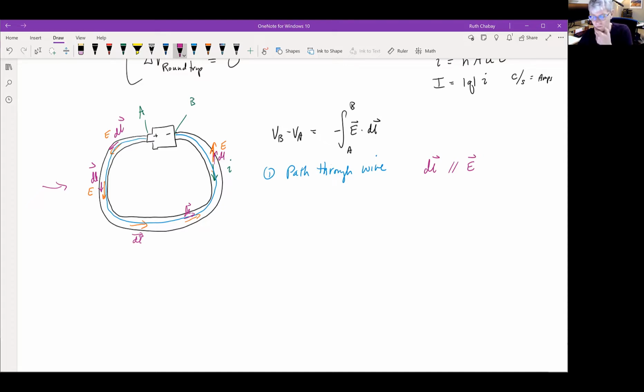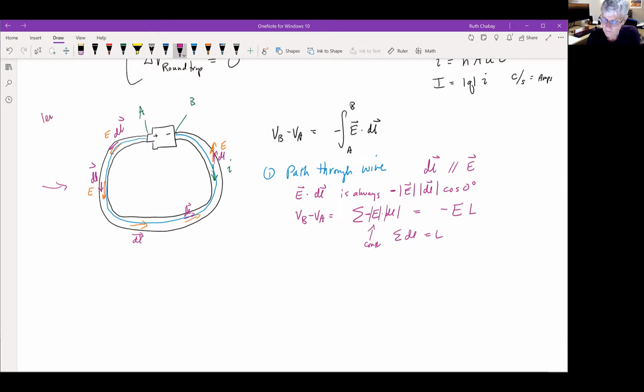So we find, because E dot dl is always the magnitude of E times the length of our step times the cosine of 0 degrees, so 1. And there's a minus sign here. So VB minus VA is just going to be the sum of all these minus E times dl's. And so we can write it as, and this is a constant, and if we sum over dl, that's just the length of the wire. So this actually just turns out to be minus E times the length of the wire. So that was actually a super easy calculation.